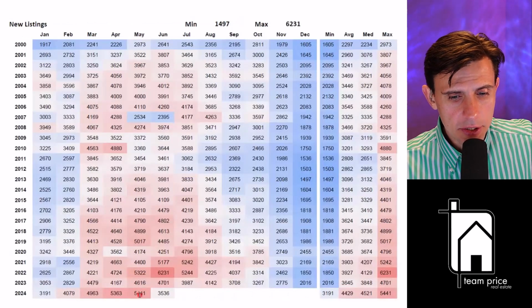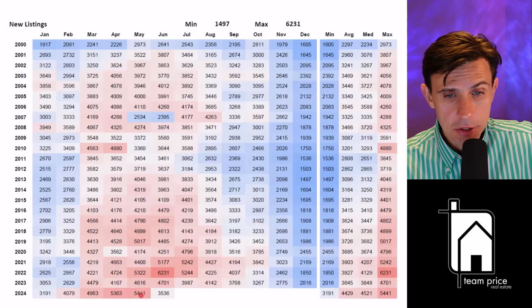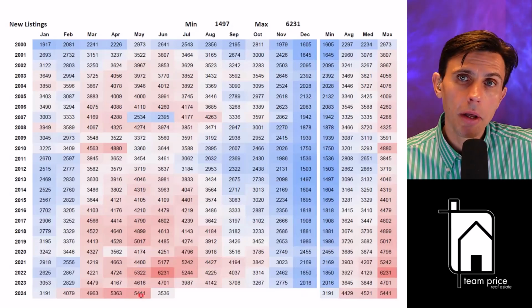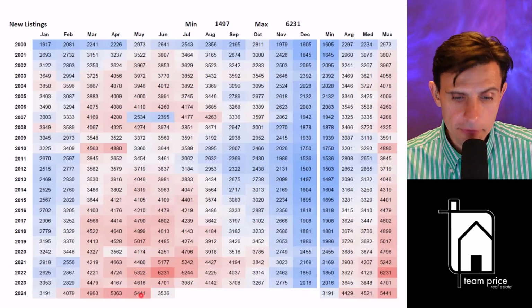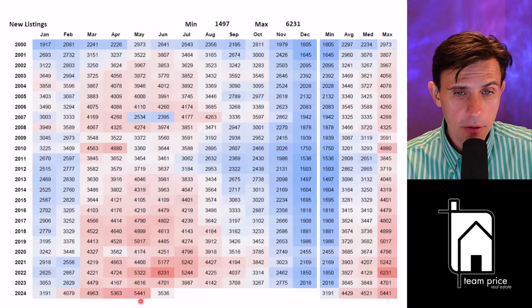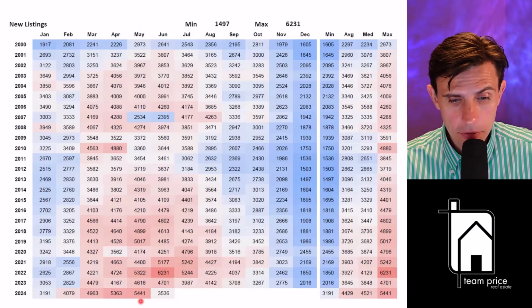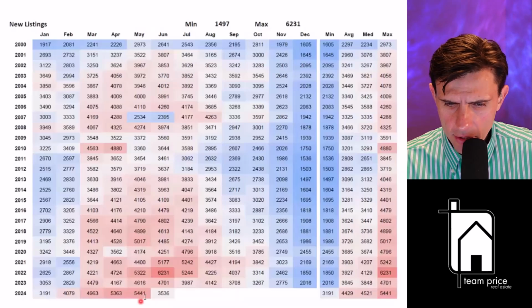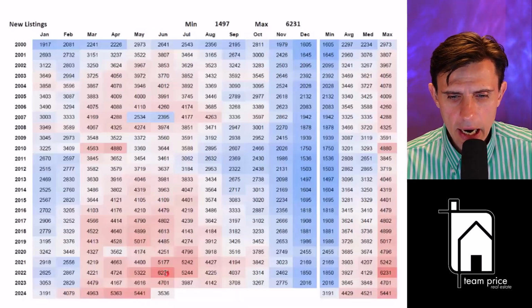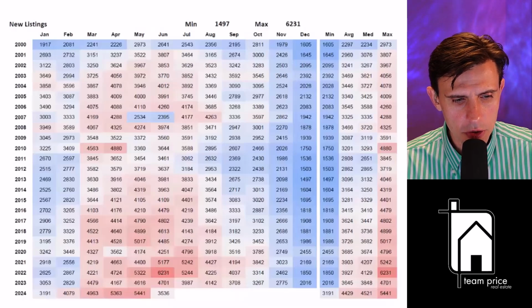Number of new listings last month was just an unbelievable month. When you look at the number of new listings at 5,441, that was a record May. We only had 1 month that had a higher number of new listings, and that was June of 2022.